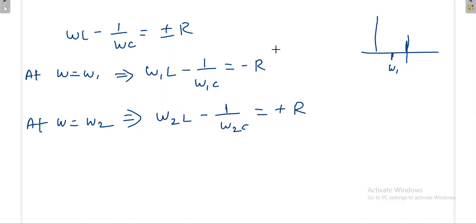Now you have two equations and two unknown variables, that is omega 1 and omega 2. We know what is omega naught, but we do not know what is omega 1 and omega 2. So from these equations you can calculate omega 1 and omega 2. You just try to calculate. Once again, from this we can proceed further in another manner.